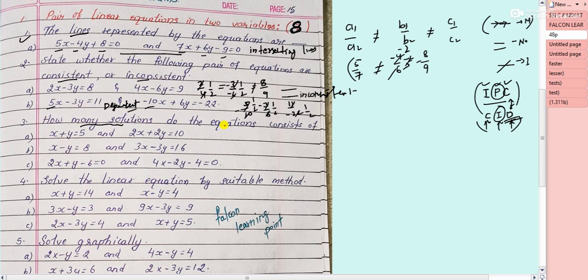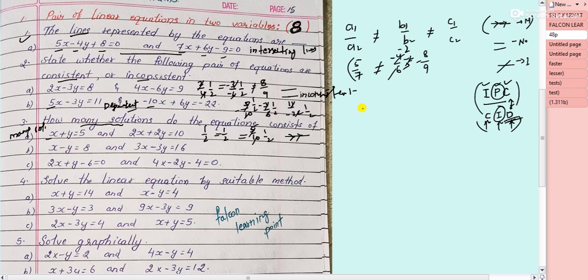Next, how many solutions do the equations have? Again using the same rule, same condition: 1 by 2, again 1 by 2, and here 5 by 10. If you solve this, you'll get 1 by 2 itself. So all of them are equal. If all of them are equal, it represents a coincident line, and for a coincident line we have many solutions.